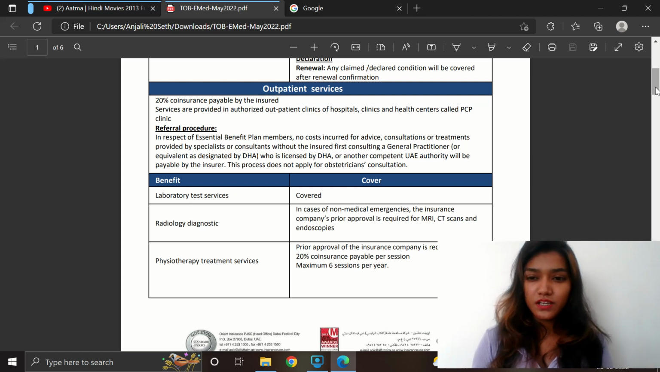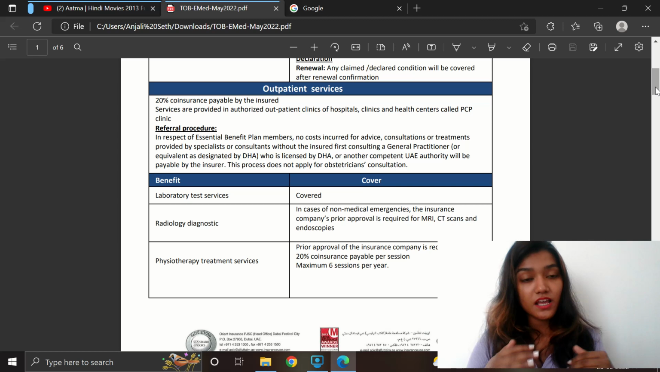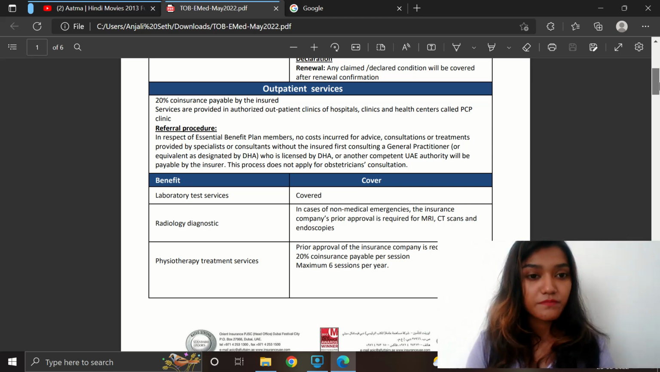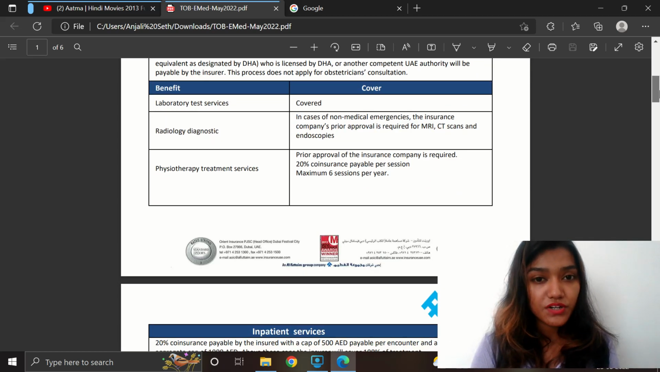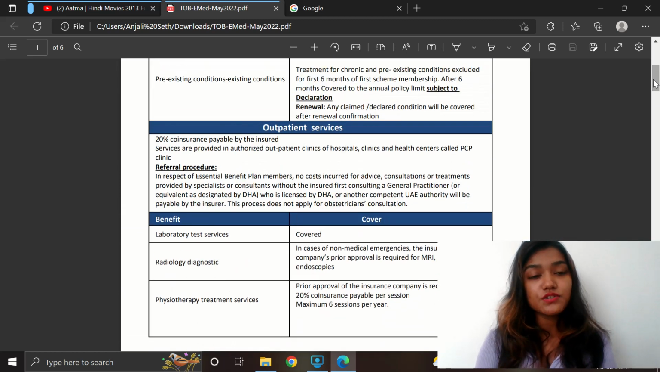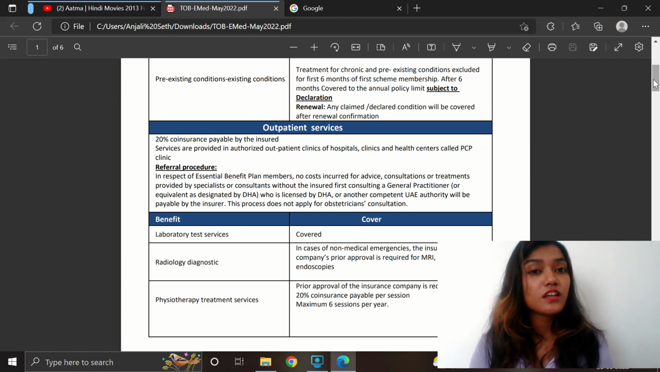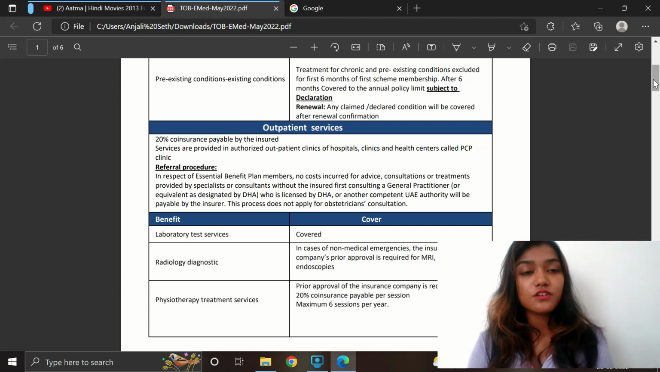So co-payment means the percentage of the amount which you are going to pay from your side, and the rest of the amount will be paid by the insurance company. Okay. Now we have laboratory tests, radiology, diagnostics, physiotherapy, treatment, etc. All these plus consultation of the doctor will only be 20% co-payment, meaning you have to pay only 20% of the total bill.